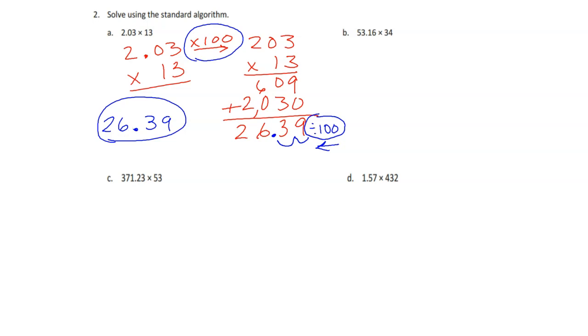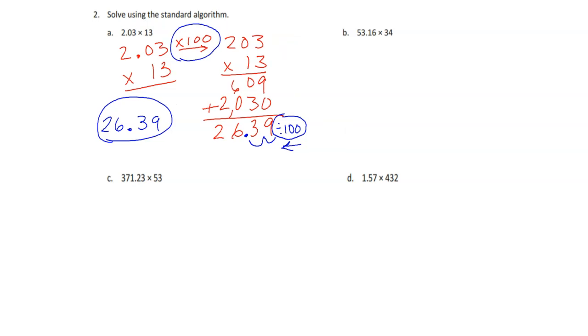Alright, let's take a look at B here. I'm going to shrink this down in a second. And at B, I have 53 and 16 hundredths times 39. Well, I know that's going to be about 50 times 30. I have 2 zeros in 50 times 30, so that's going to be 1,500, around 1,500. Alright, so let's go ahead and take a look.